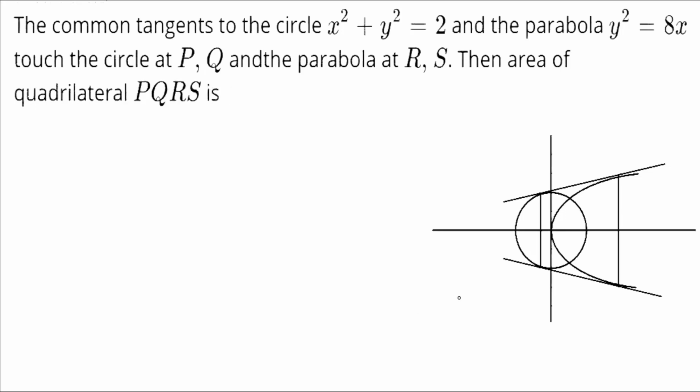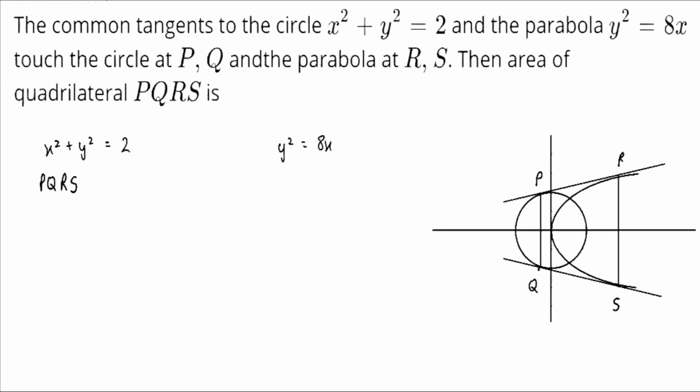Now the required figure is this, where the circle has the equation x square plus y square equals 2 and the parabola has the equation y square equals 8x. And here these are the two common tangents which meet the circle at the points P and Q and the parabola at the points R and S. Now we see that the quadrilateral PQRS is a trapezium. So to find the area of PQRS, we'll first need to find the coordinates of P, Q, R and S.